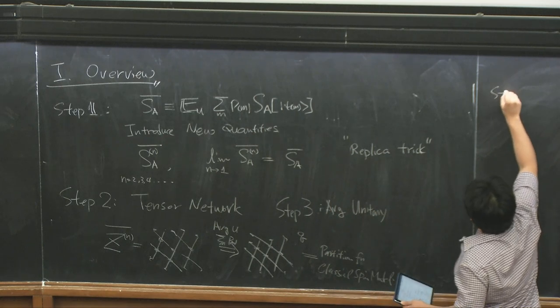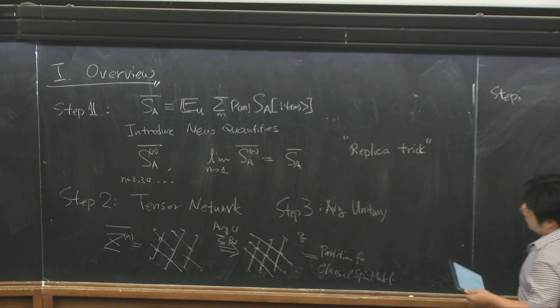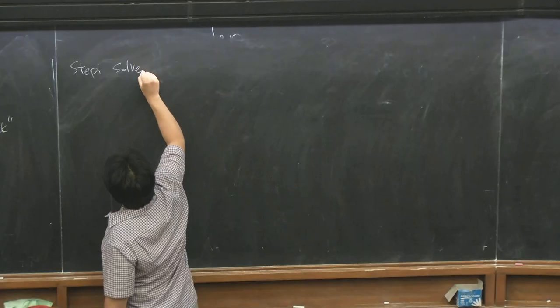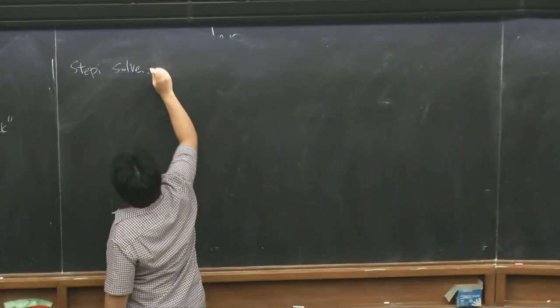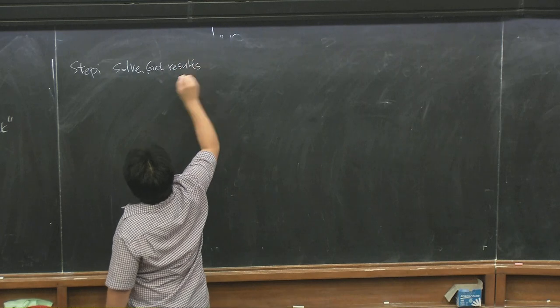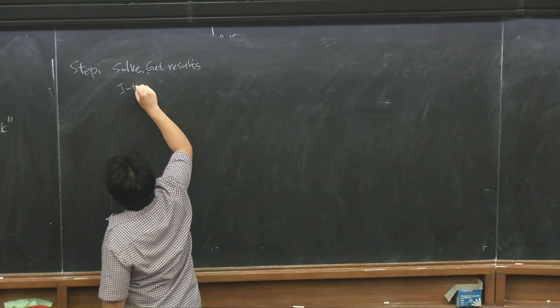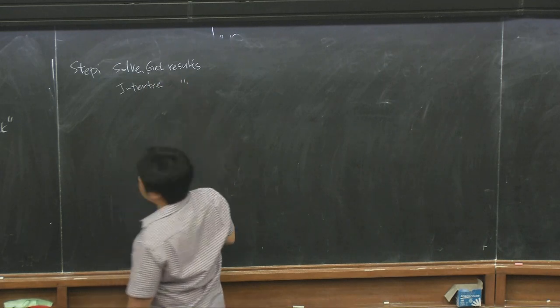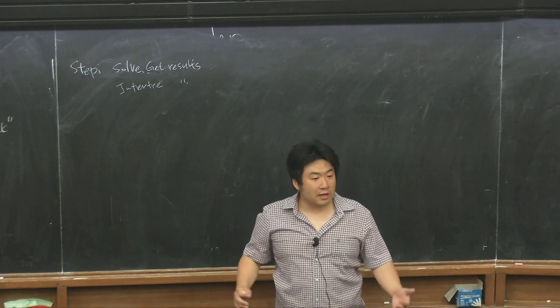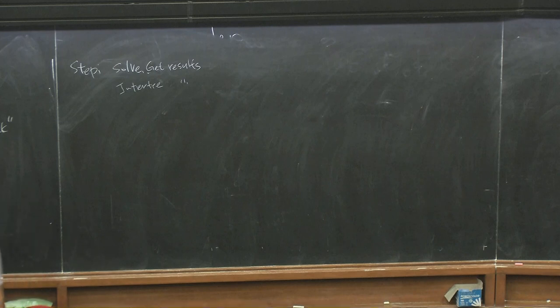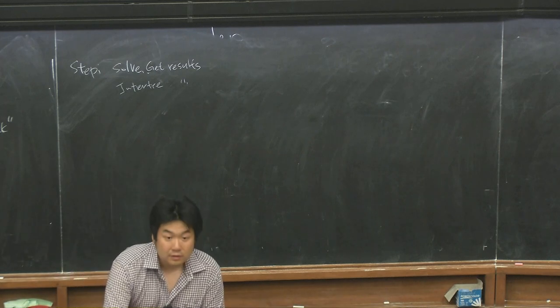And then finally, step number four, you just provide an interpretation. We solve the problem and get the results, and interpret the data. Interpret the results from the classical spin model. To do that, we need to understand what quantities in the classical spin model correspond to what quantities in our random unitary circuit and measurements. Any questions so far?